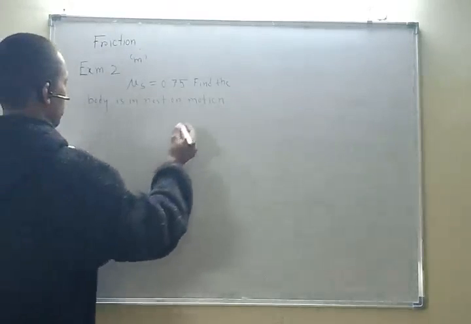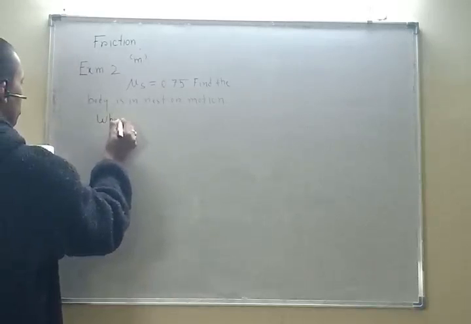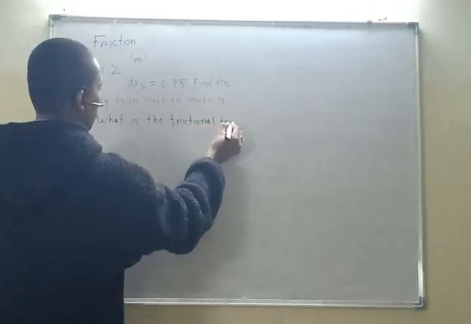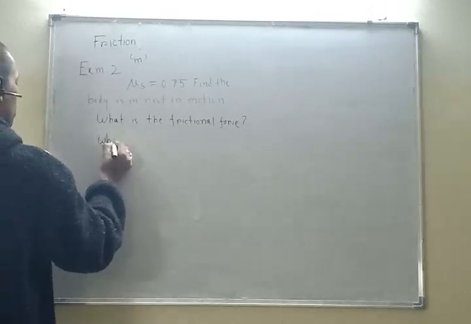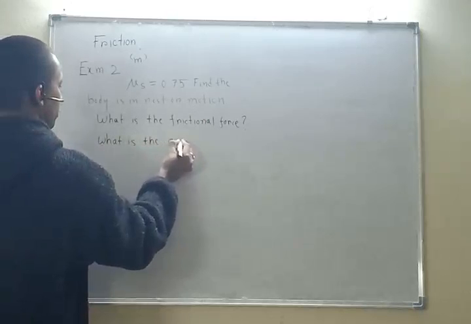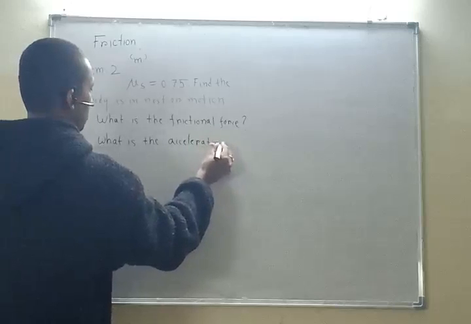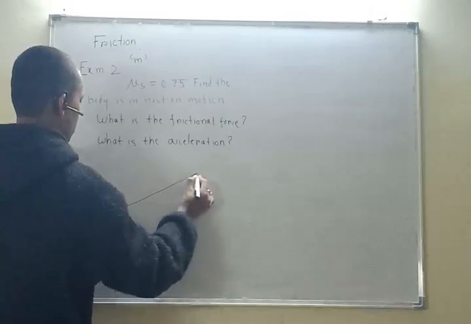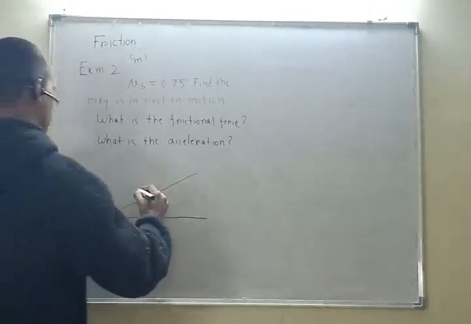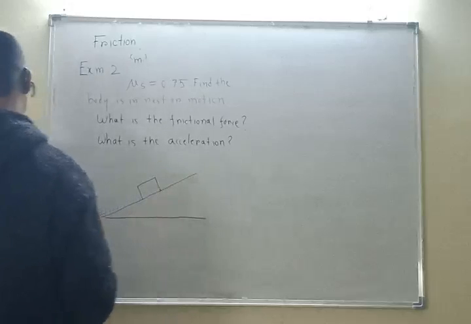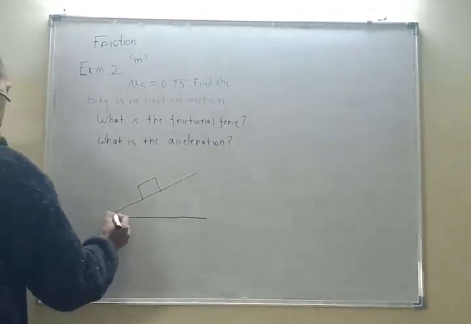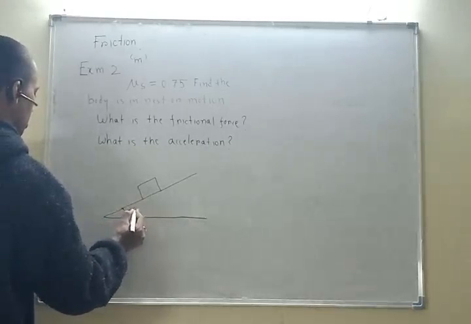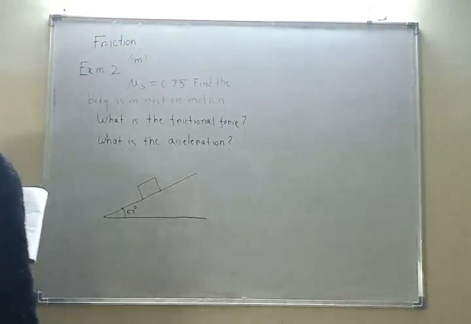So first is this one, second one is what is the frictional force? And what is the acceleration? This is the question he has asked. He has given a figure like this. Mass is m. He has given this angle as 53 degrees. Mu is 0.75.